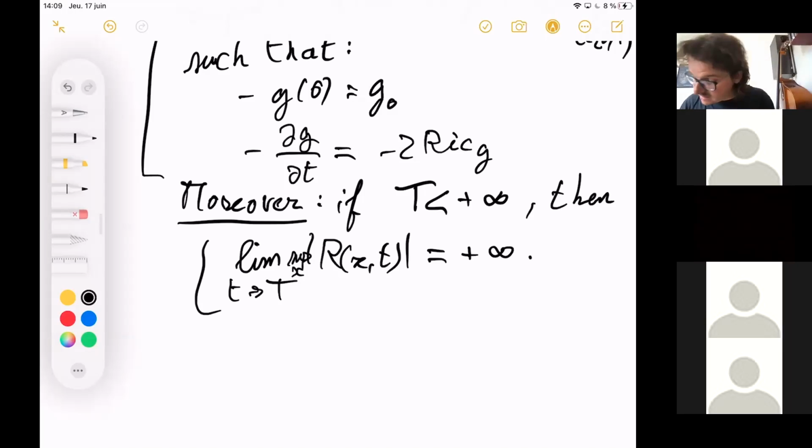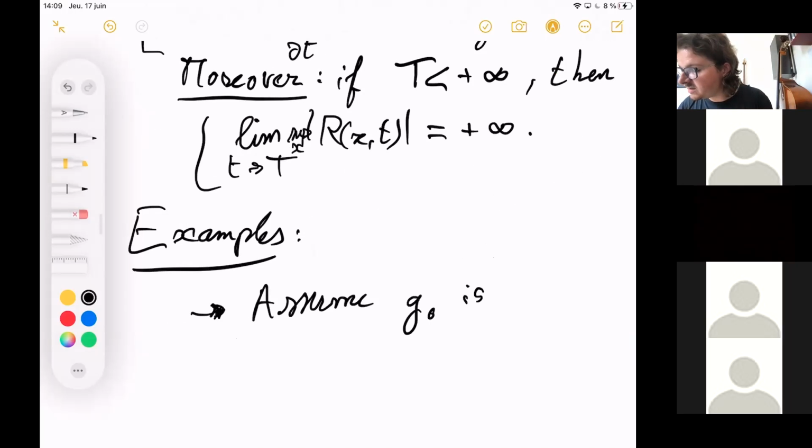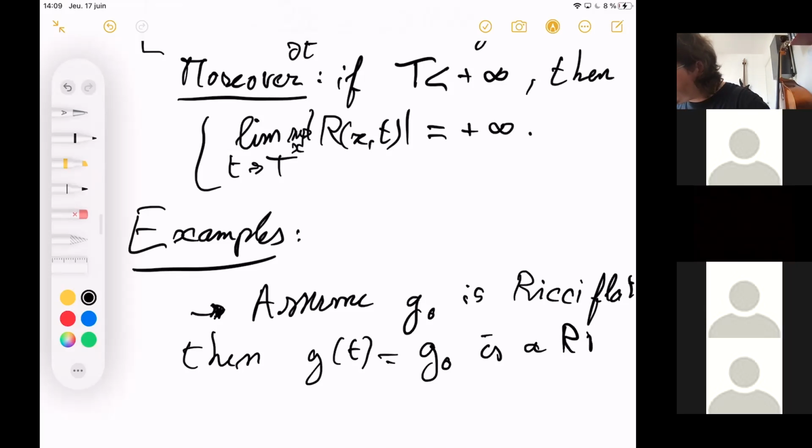Okay, so now let's give some examples first. The really easy one is to assume that g₀ is Ricci flat, so Einstein with vanishing Ricci curvature. Then we have a maximal solution, and it can actually be extended on all of R. So this is a solution.